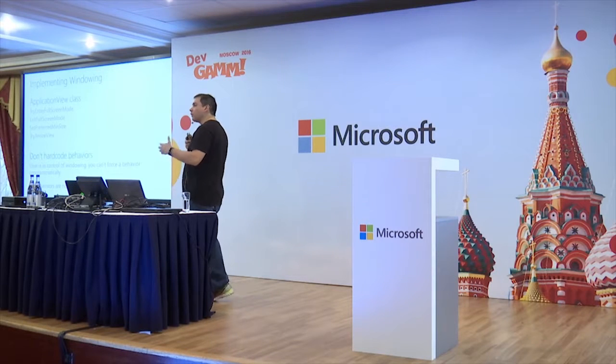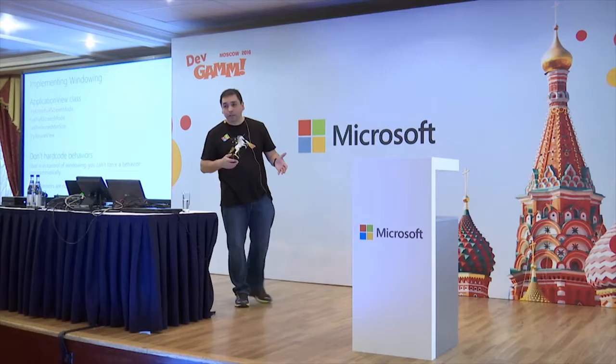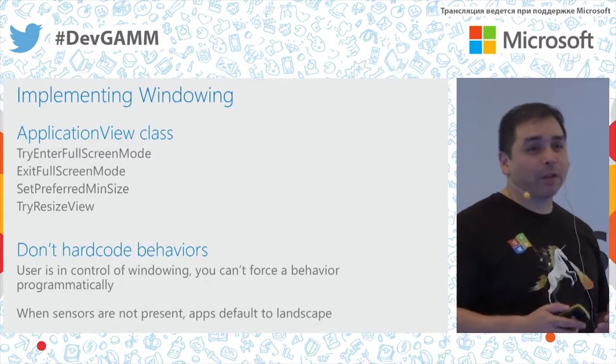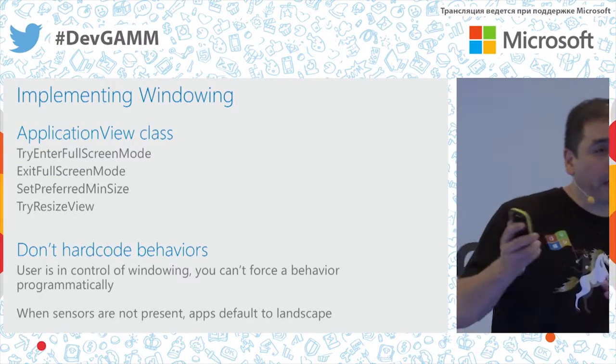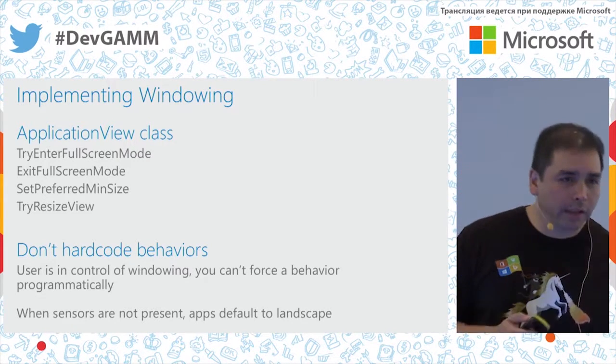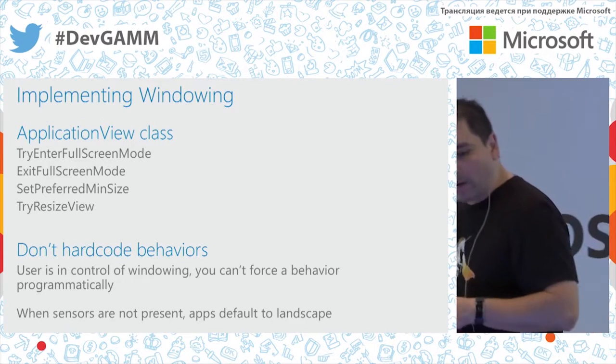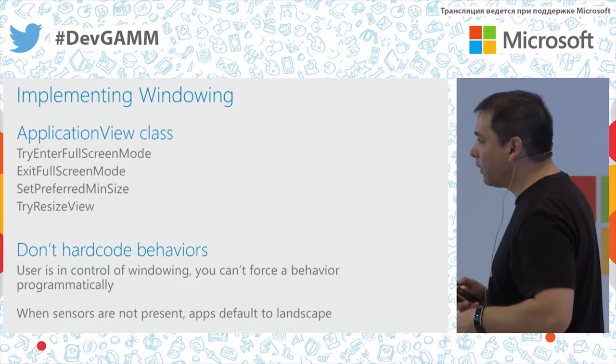So make sure that you don't force any kind of behavior, like forcing full screen the way we do in Win32. It doesn't work as well on universal games. The user can actually do more, and then your game can get into a weird state where it might be clipping if the user is rendering a little bit differently. So just don't hard code any behaviors.